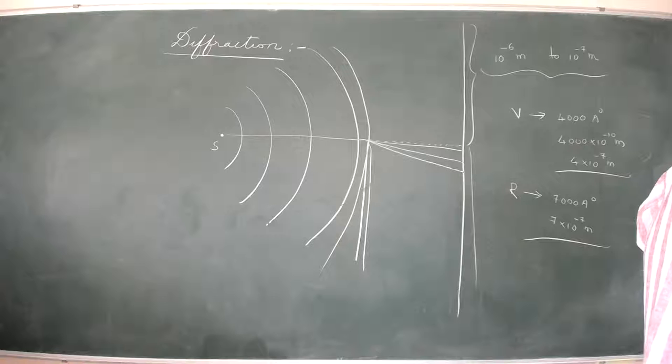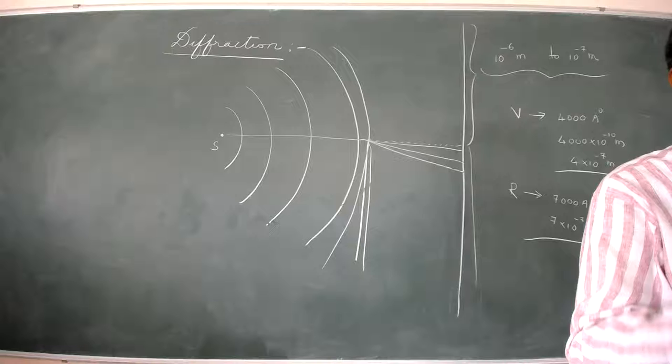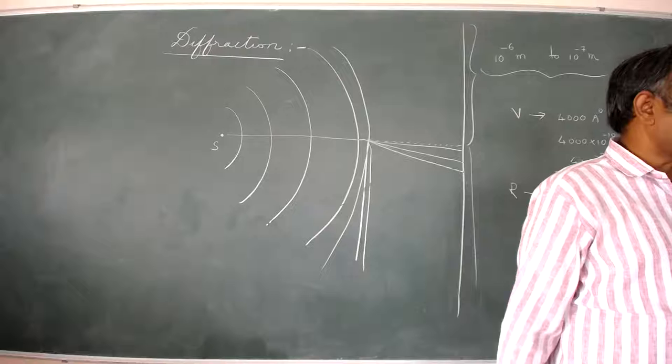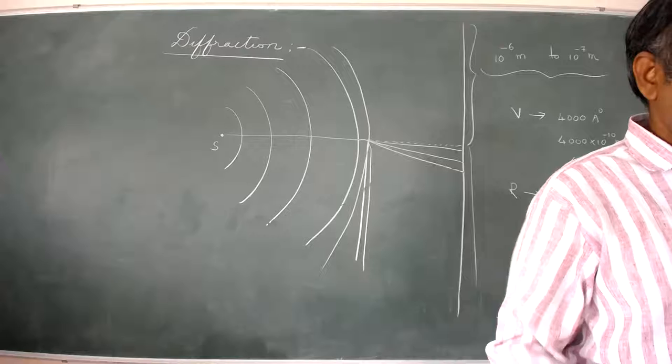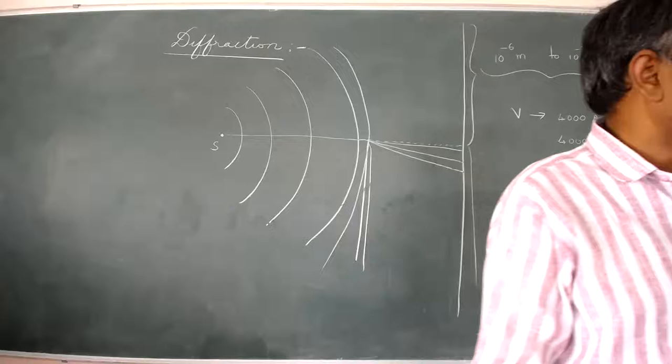Okay, so these are light waves, electromagnetic waves. One thing we have to keep in mind: does this diffraction take place even in the case of sound waves? Yes. Even sound waves obey diffraction. Diffraction is the property applicable to both sound waves and light waves, whereas interference is not applicable to sound waves. That is applicable only to light waves. So sound waves obey diffraction.